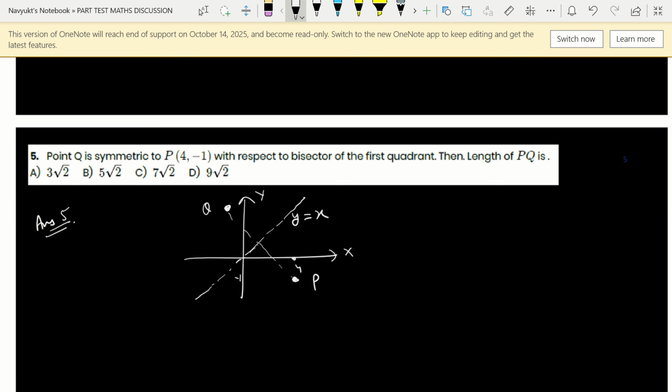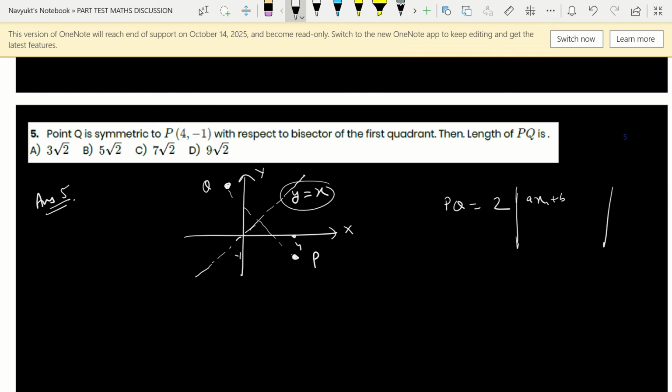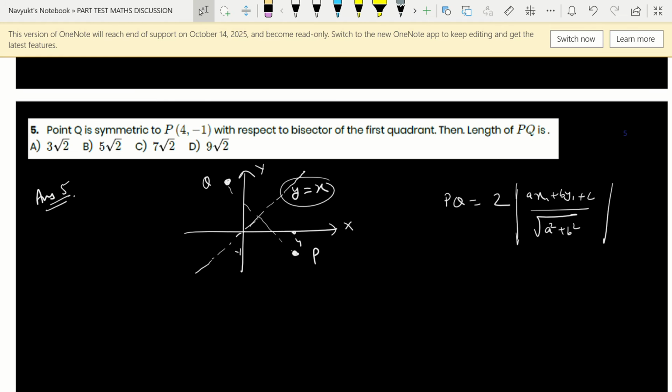Now they want us to find length PQ. It is very much evident that the perpendicular distance from P to this y equals x line would be the same as the perpendicular distance of Q from this line. So PQ can be written as twice the formula which we have, (ax1 plus by1 plus c) upon root of a square plus b square, the distance of a point to a line, right? And point P we already have, so we will simply put it in our equation.